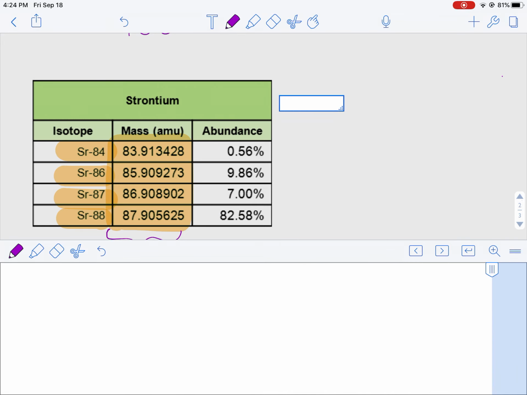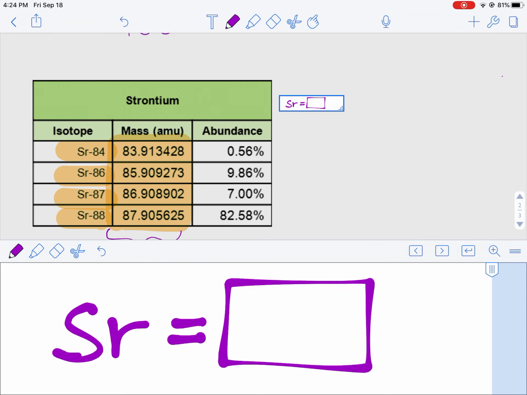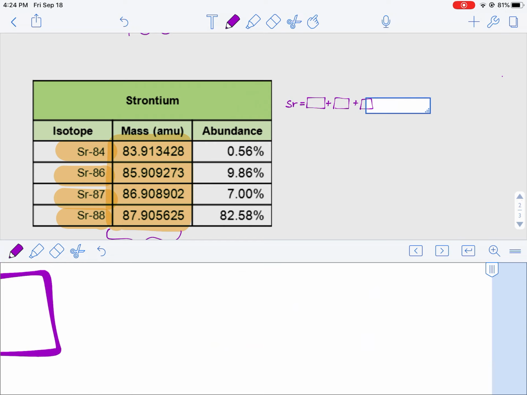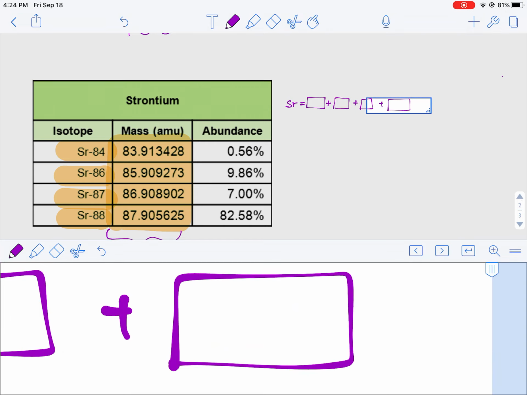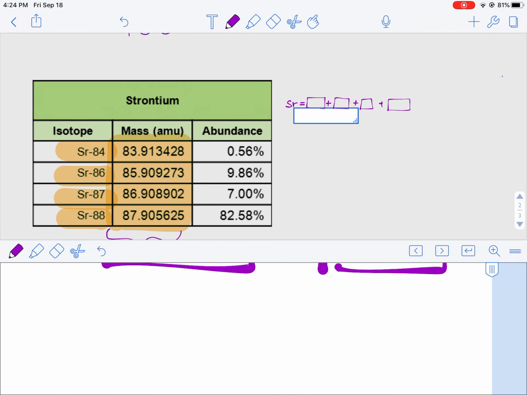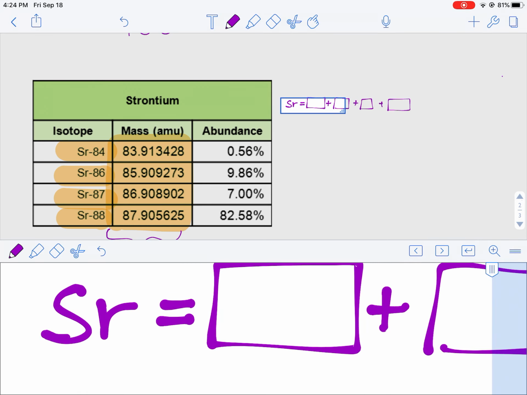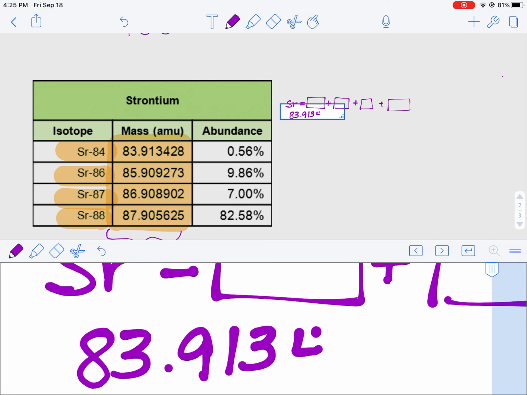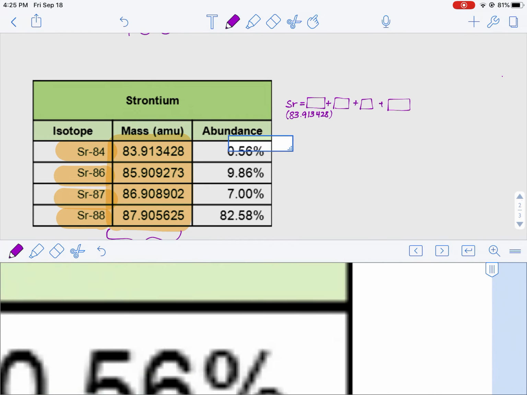So when it comes to strontium, if you wanted to think of it in terms of an equation, we're going to have 4 different pieces of data that we're adding together because we've got 4 different isotopes. So in that first scenario here, we're going to take what the mass is, 83.913428, and I'm going to multiply it by the abundance.